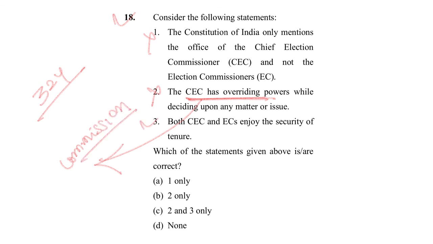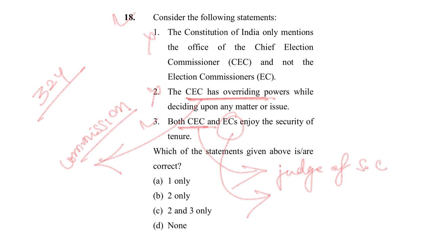Statement 3. Both Chief Election Commissioner and Election Commissioners enjoy the security of tenure. Chief Election Commissioner enjoys the security of tenure, and he can be removed in the same manner and on the same grounds as a Judge of the Supreme Court. Election Commissioner has no security of tenure. He can be removed on the recommendation of Chief Election Commissioner. So none will be the answer. D.